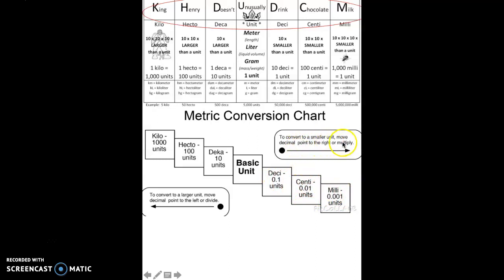To convert to a smaller unit, move the decimal point to the right, or multiply. So as we go from deci to centi, we notice that there's a 0 in the tenths place. As we go from centi to milli, we know that there are 2 zeros and then the 1.